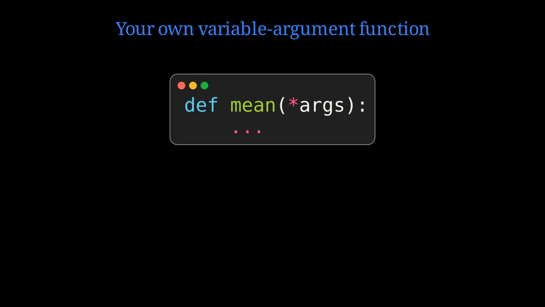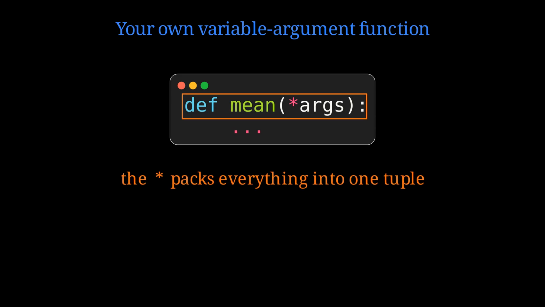To take a variable number of arguments in your own function, write the parameter with a star in front of it. Here we define a function called min, whose parameter is star args. The moment Python sees that star, it takes whatever you pass in and packs it into a tuple automatically, then hands you that tuple under the name args. You never build the tuple yourself.